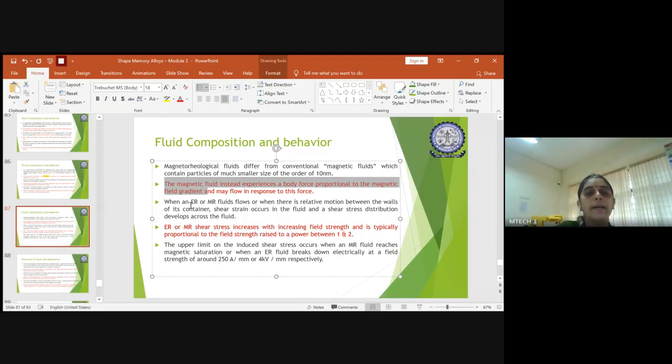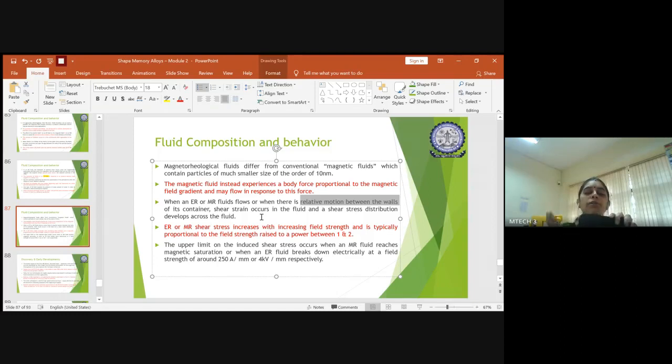Apart from that, either ER or MR fluid will flow only when there is a relative motion between the walls. So for the fluid to flow, you should have some relative motion across the plates. You'll have a top plate and a bottom plate.